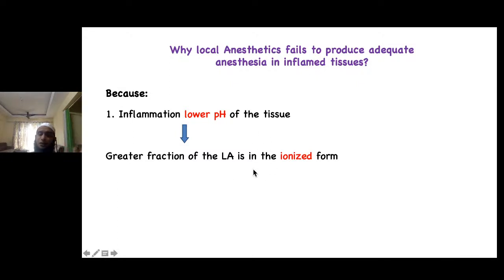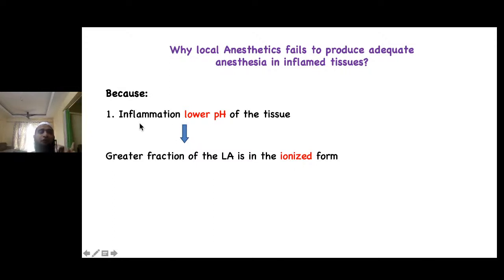Since it is present in ionized form, it will not diffuse into the membrane of the nerve fiber, and due to that it will delay the local anesthetic action, because it is present in ionized form. So for a drug to diffuse across the nerve fiber or across the membrane, the drug must be present in unionized form.